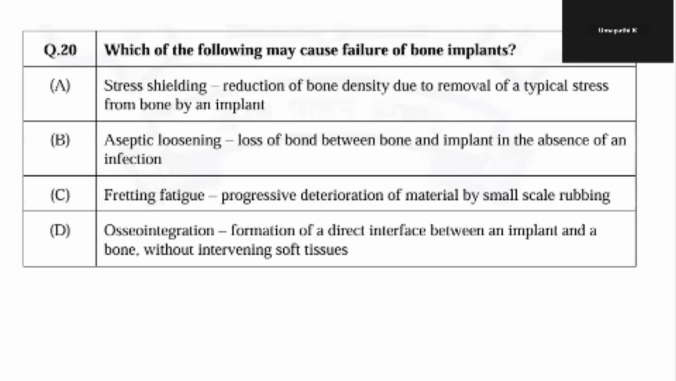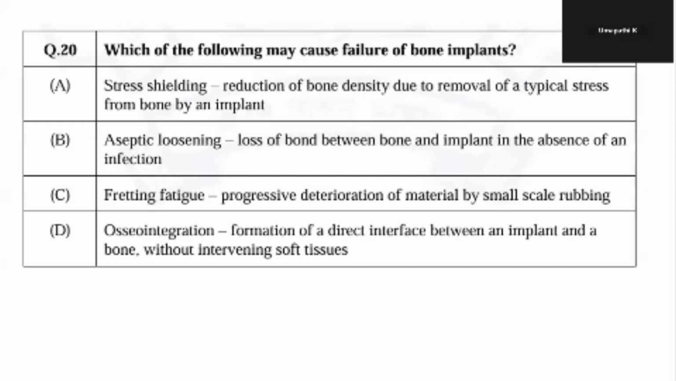Okay, so for our question, the third one, fretting fatigue. The fretting fatigue statement refers to material damage caused by repeated small-scale rubbing or motion at the implant interface, which can lead to cracks and eventual failure of the implant. This is also a correct reason for the failure of bone implants.